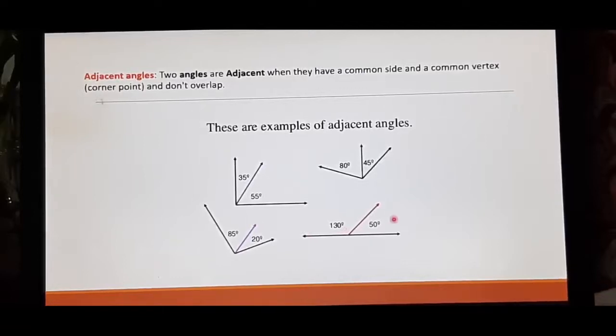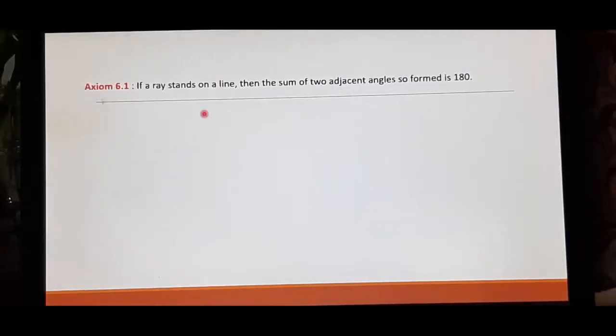So this one thing you have to remember. If you are not able to recognize them, you just have to see two things: whether the angles are sharing a common ray and common vertex. So if they are sharing, then those angles will be adjacent angles. Now this was all about angles.